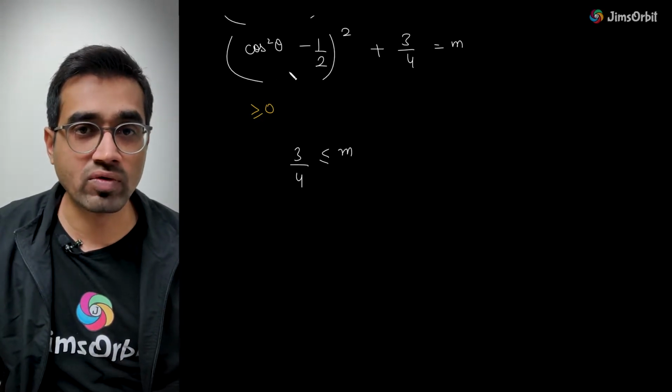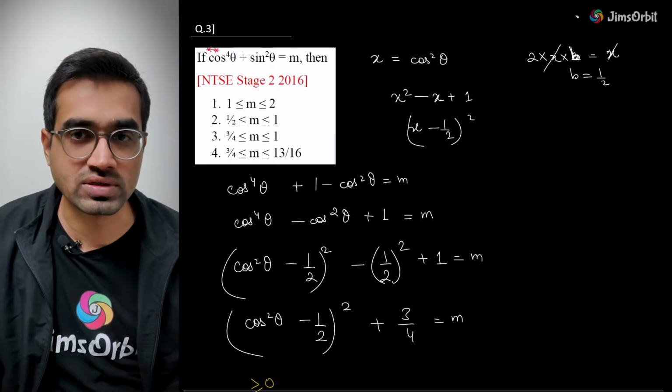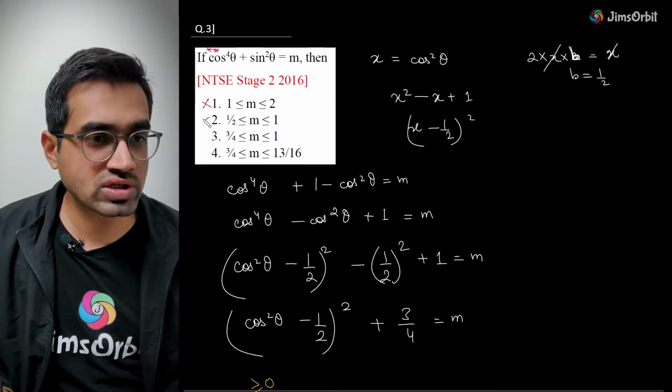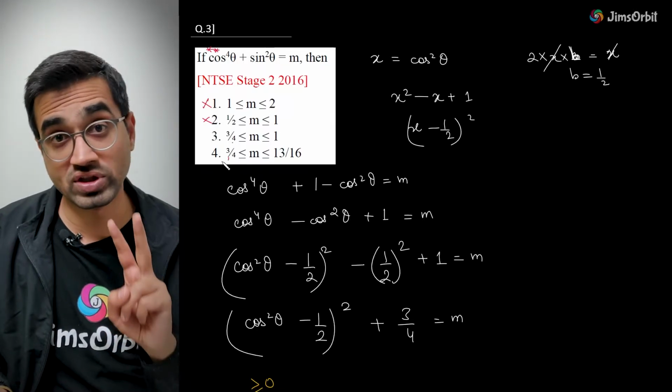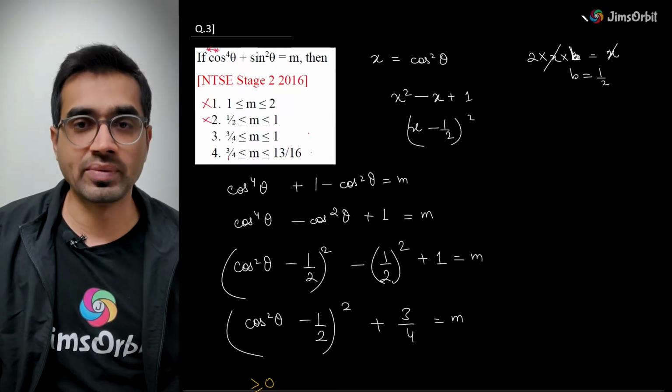But what about the max value? First, let's check the options. Can we eliminate options? This is not true, this is not true, or this can be true, or this can be true. So there are two things. We need to find the upper limit also.